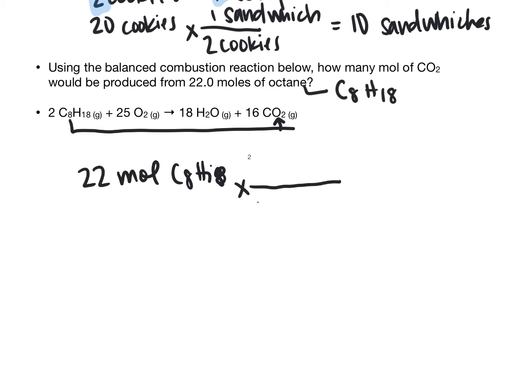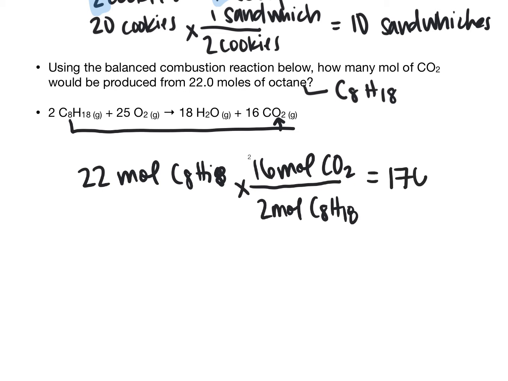So for every 2 moles of C8H18, we create 16 moles of CO2. So in this case, when we plug this into our calculator, we're going to take our 22 moles, divide by 2, multiply by 16, and that's going to give us 176 moles of CO2. So we can convert any product or reactant to something else using the stoichiometric coefficients. The stoichiometric coefficients are the big numbers that we develop when we balance chemical equations.